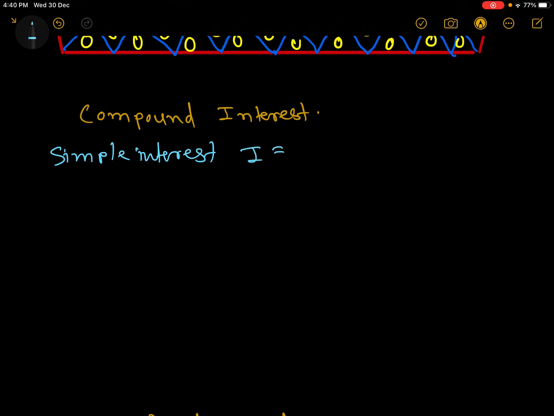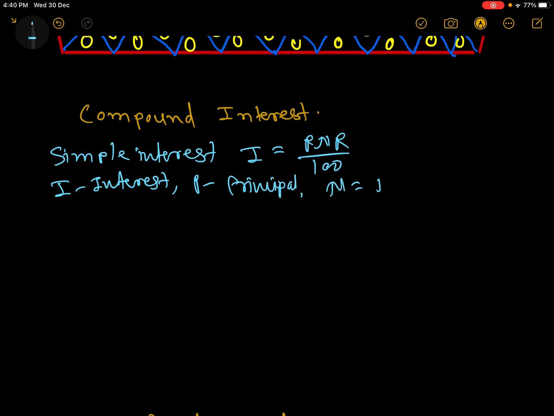It is I equal to PNR divided by 100. I for interest, P for principal, N for number of years, and R is the rate of interest. By using this formula, we calculate simple interest.